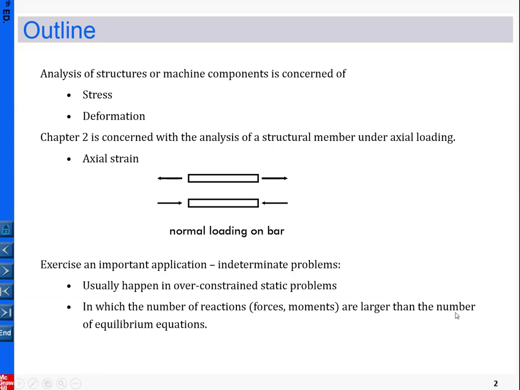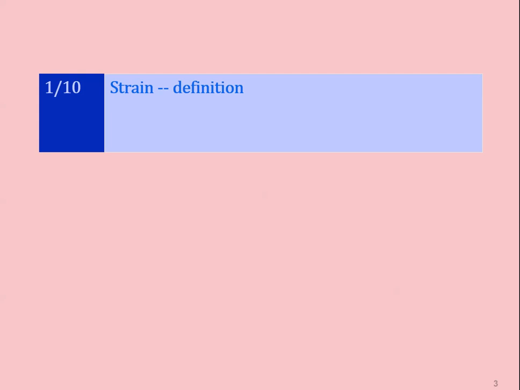For example, if you have two equilibrium equations, however, you have three unknowns, here we wouldn't be able to completely solve for those three unknowns out of two equations. So these problems are defined as indeterminate problems, indeterminate of the unknowns simply based upon the equilibrium equations. Those problems are very important, they occupy quite a few lecture hours in the second chapter, and will appear again and again in the following chapters.